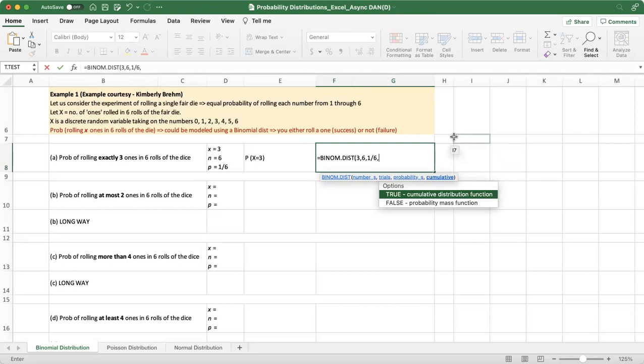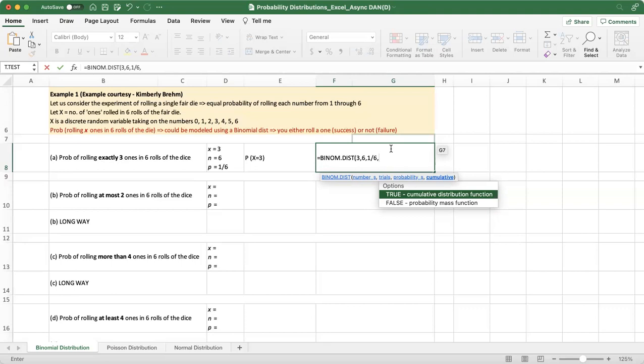If I say true, then it gives me cumulative probability, which computes the probability of this particular number that I've keyed in here, which is 3, and adds to that the probability of every single number to the left of 3. So if I say true here, it'll give me the probability of getting 3 ones, plus the probability of getting 2 ones, plus the probability of getting 1 one, plus the probability of getting 0 ones. So it's essentially giving me the cumulative probability up to that particular number defined in the function.